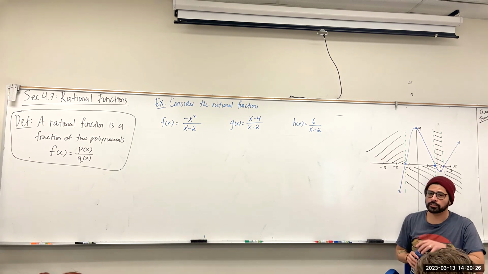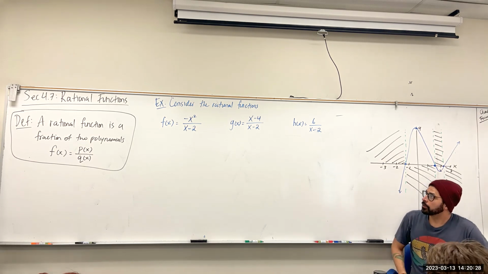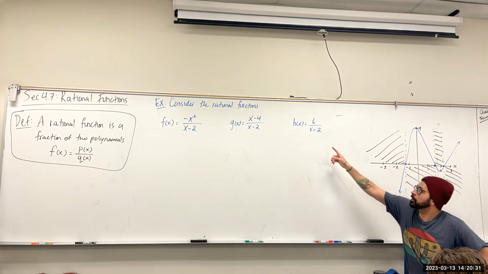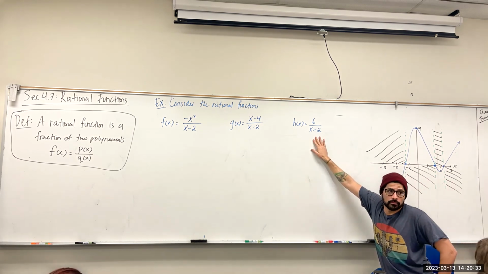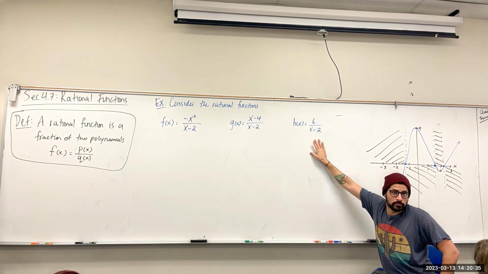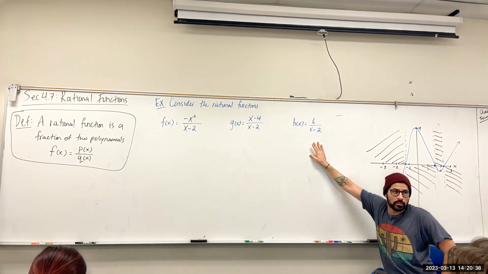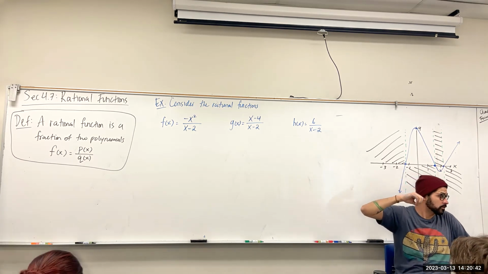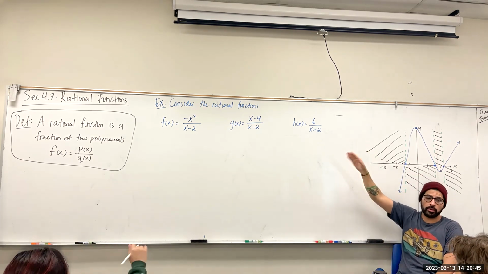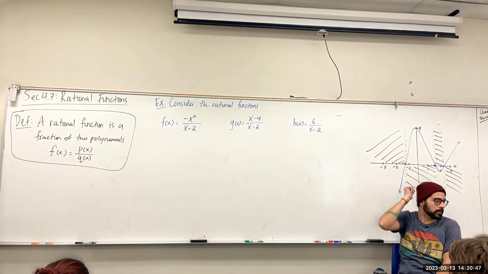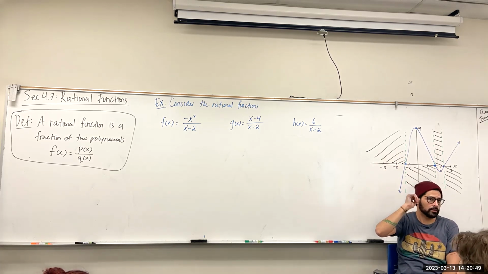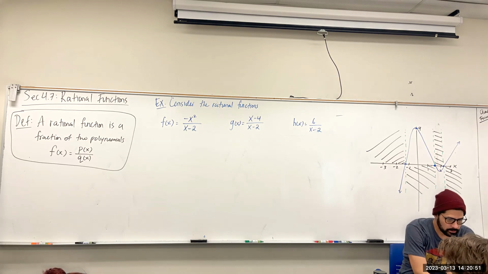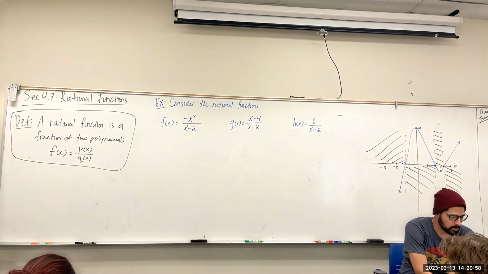For all those functions, what does the denominator tell us about the domain? We cannot plug in x equaling 2 because then we get 0 in the denominator. So for all 3 of these, 2 is not in the domain. That's the only x value that's not in the domain, okay? But I want to show you what that results in for the graph.